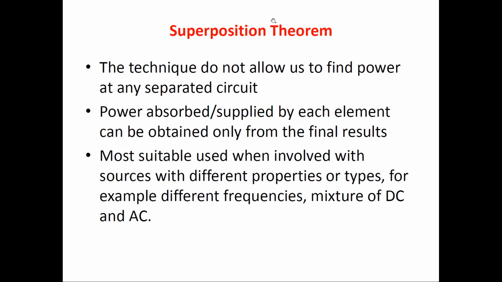The main advantage of using this theorem is when the circuit contains a mixture of sources. For example, you have a DC source and also an AC source in a single circuit. You cannot directly calculate using mesh and nodal because the properties are quite different. The DC source has zero frequency, while the AC source has a frequency value, for example 550 hertz. So you need to use the superposition theorem to obtain the final value of the output voltage or current that you are required to find.